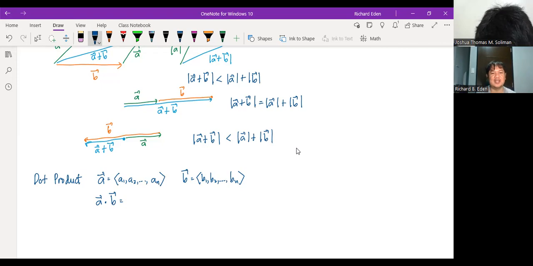Then force dot displacement. So okay, A dot B. So we can take the dot product of two vectors having the same number of components. So here, I'm going general with n components. This is A1 B1 plus A2 B2 plus dot dot dot plus A sub n B sub n. So observe that A dot B is a scalar rather than a vector.